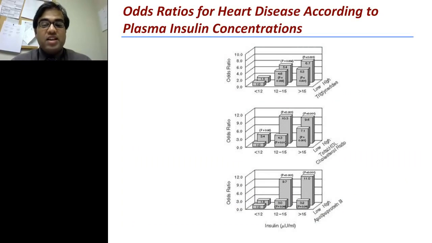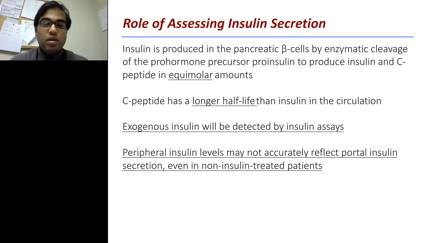And as you can see here, you may wonder whether it's actually helpful to order insulin levels or helpful to account for insulin secretion by the body, because as I mentioned before, clearly there's a high risk of cardiovascular disease for those individuals with higher circulating insulin levels. So what is the role of assessing insulin secretion?